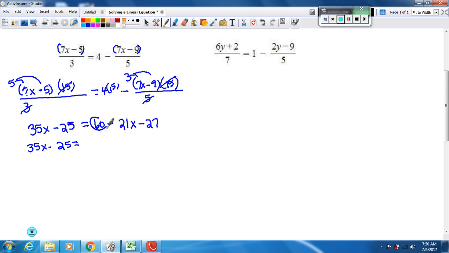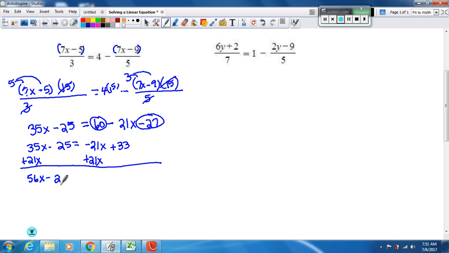Because after the equal sign, you've got some like terms that can go together. 60, we can do 60 take away 27. So the negative 21x, I'm just going to write down for right now. And 60 take away 27 is a positive 33. Okay, I'm going to add 21x to both sides. So I get 56x. Bring down the negative 25 equals, top cancels with bottom, 33.